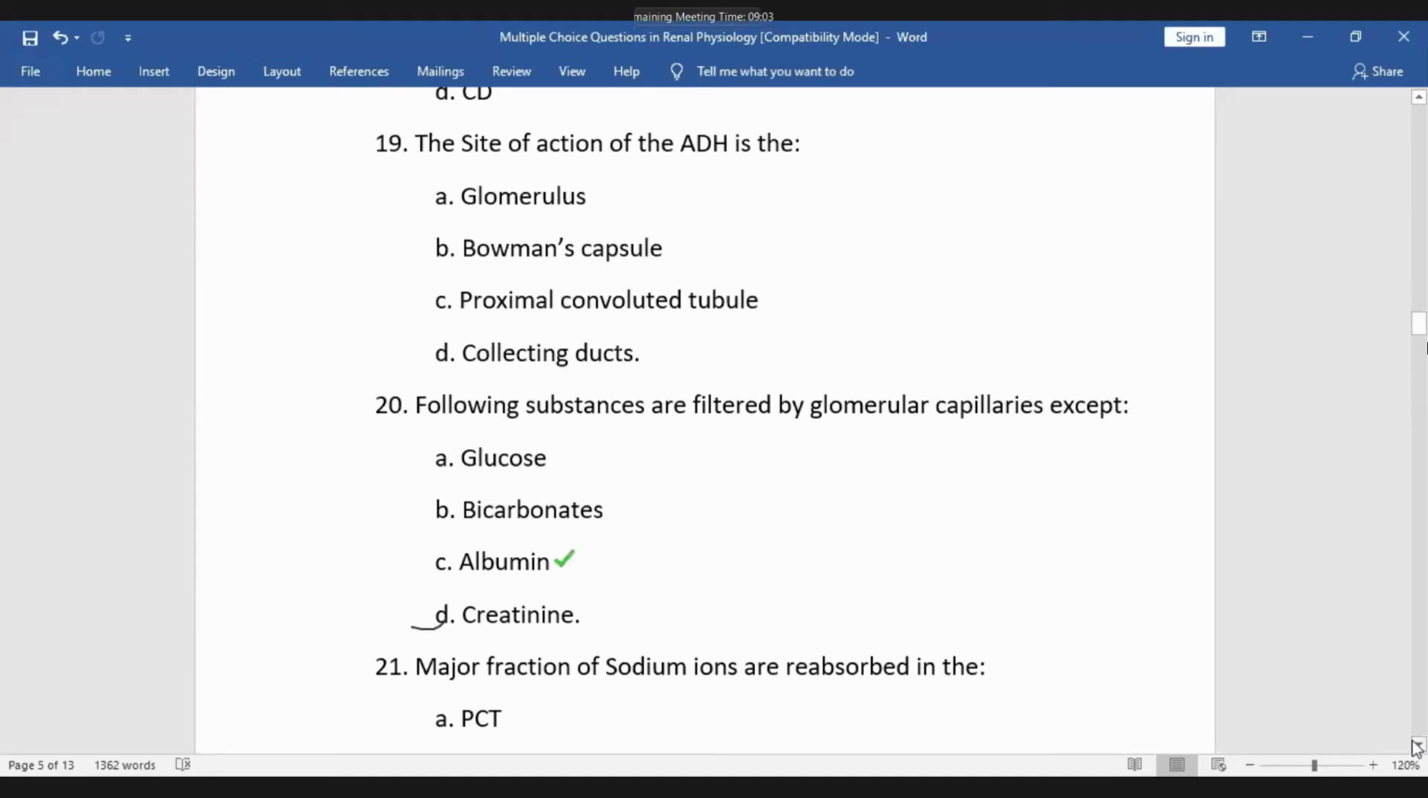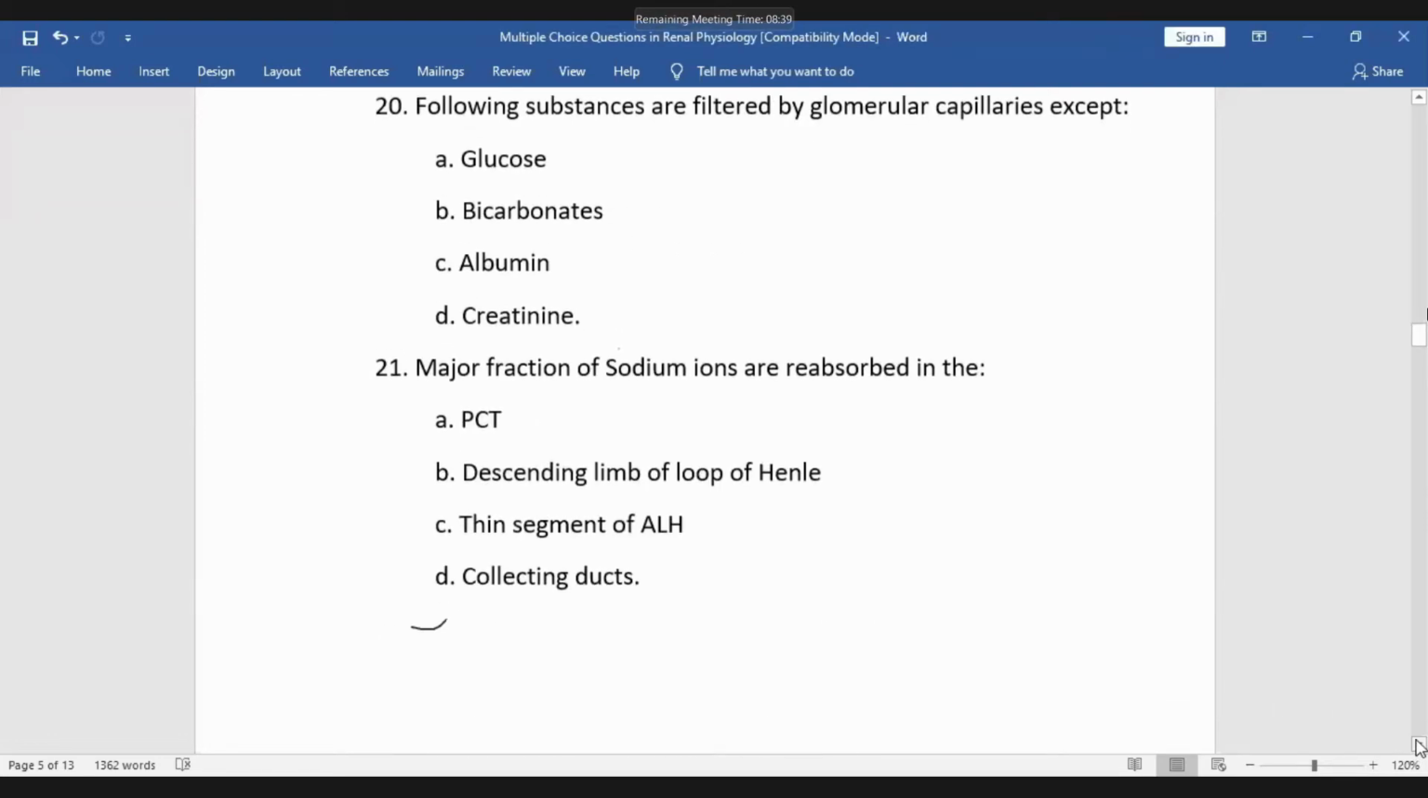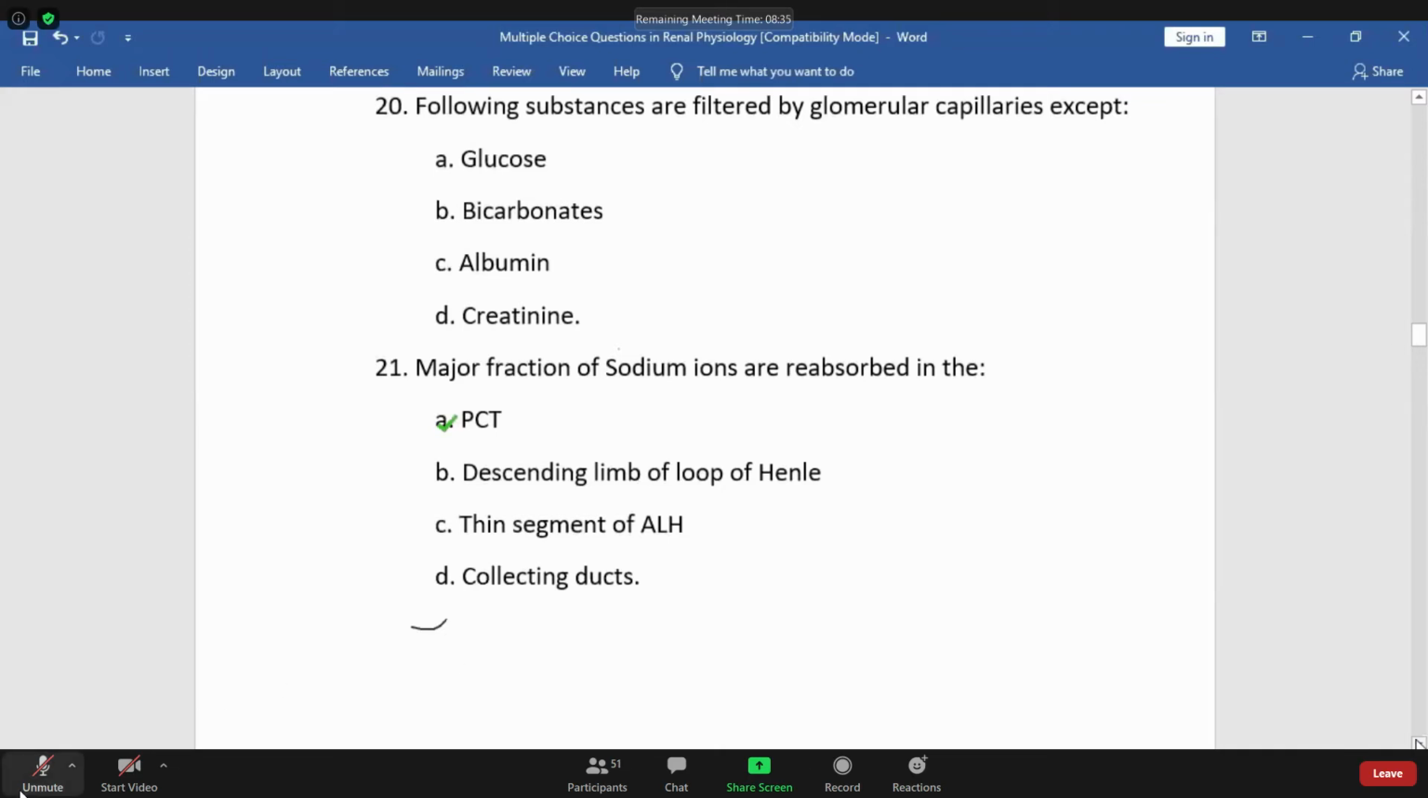Albumin, yes, because of the large size and because of the negative charge. The major fraction of the sodium is reabsorbed where? PCT. Try to remember, nearly 65 to 70% of the sodium is reabsorbed in the proximal tubule. Then, descending limb of the loop of Henle, no absorption of the sodium, only removal of the water from there.